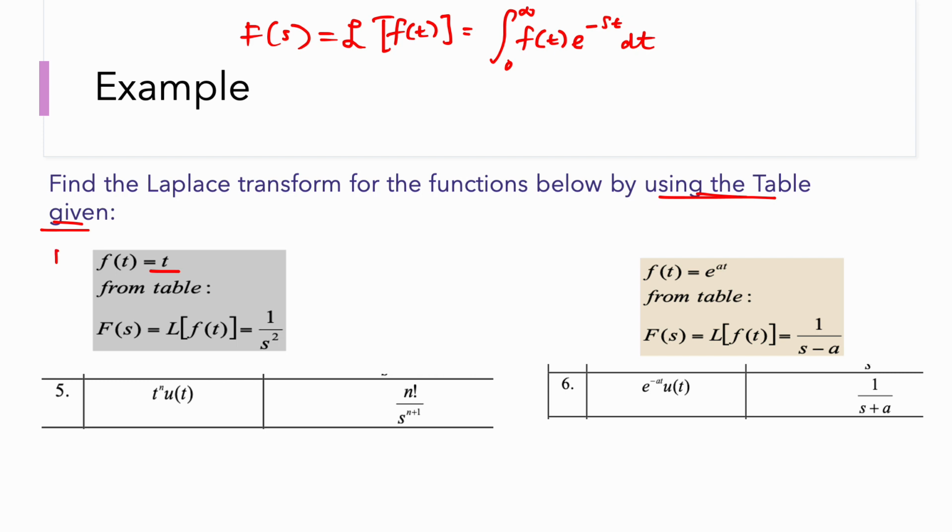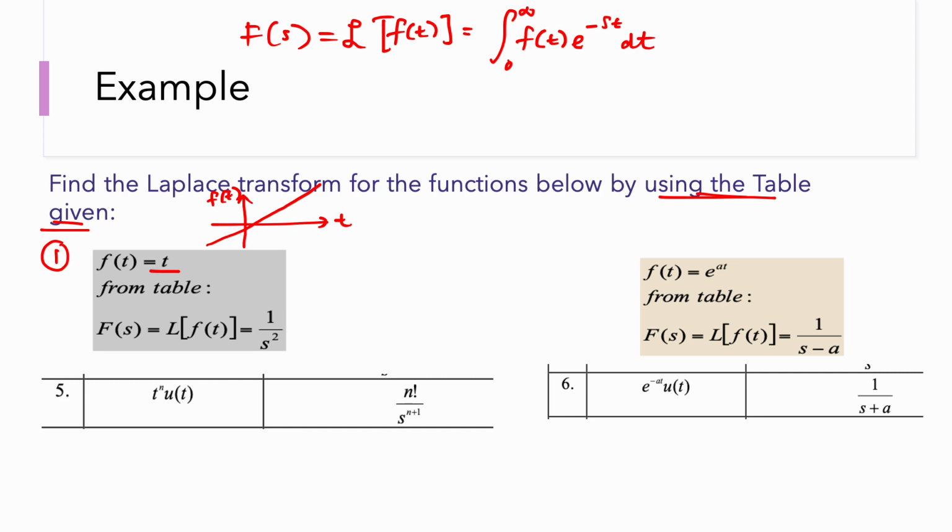So the first equation is f(t) = t. If we draw the graph of this equation, the y-axis is going to be our f(t). The graph is going to look like such. We are going to have an increasing graph like this.